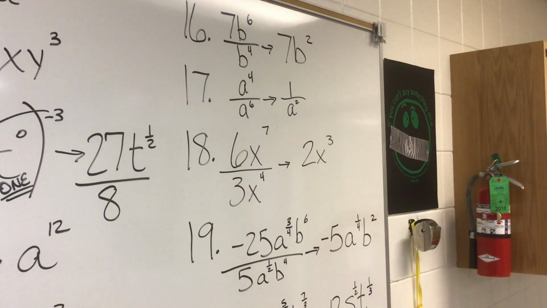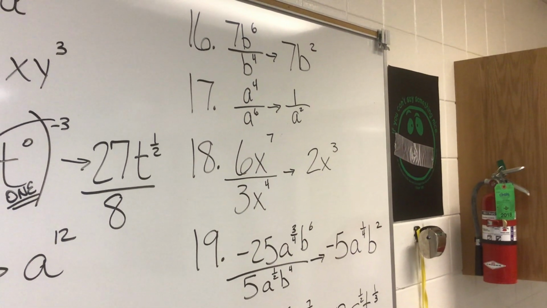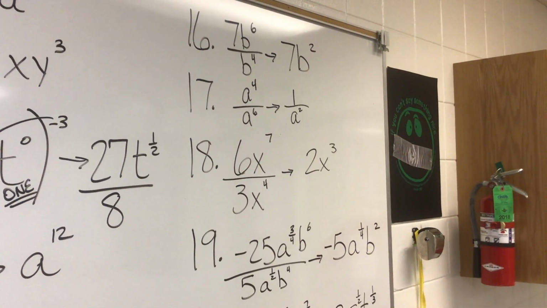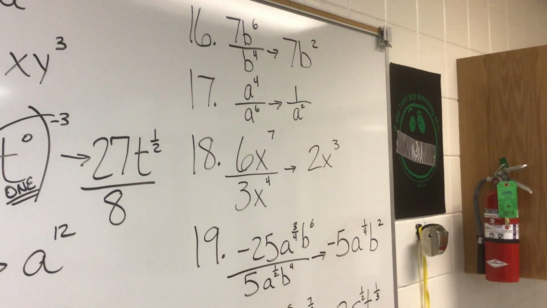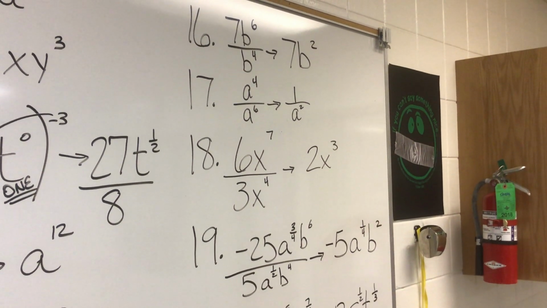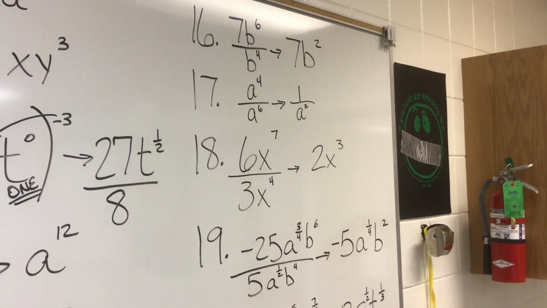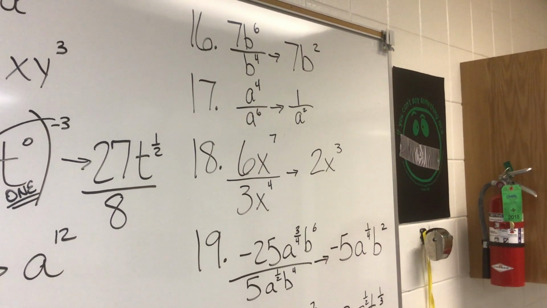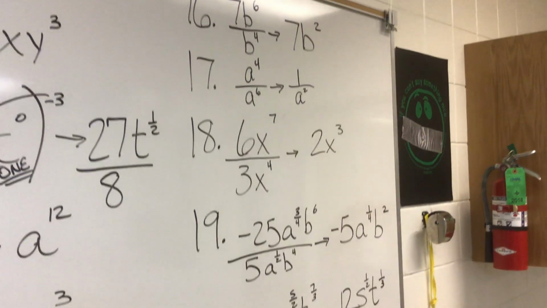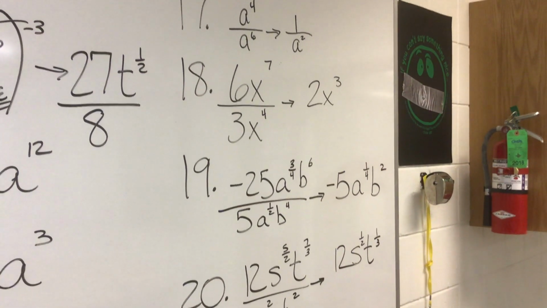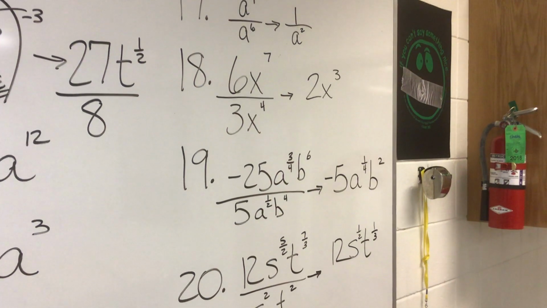Number 18. Remember, 6 and 3 are numbers like we've always seen them. So 6 divided by 3 is 2. I have 7 x's up top, 4 x's on the bottom. Once I reduce them, I'm left with 3 x's up top. Number 19. Negative 25 divided by 5 is negative 5.